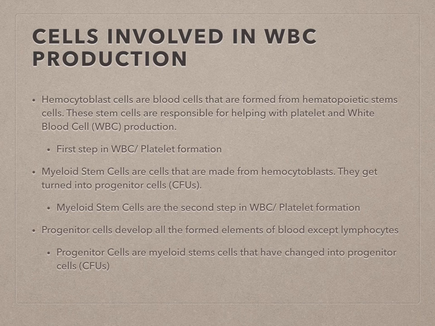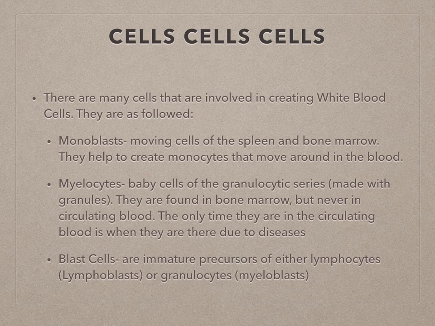Myeloid stem cells get turned into progenitor cells. Progenitor cells are the third step in white blood cell and platelet formation. These cells develop all the formed elements of blood, which makes up roughly 45%. They just do not create lymphocytes. Progenitor cells are very important in white blood cell production because they are one of the final steps and they help to form the different white blood cells.